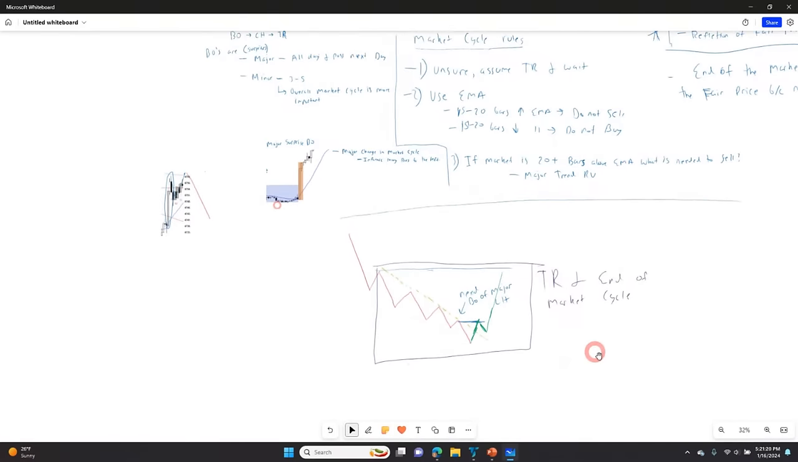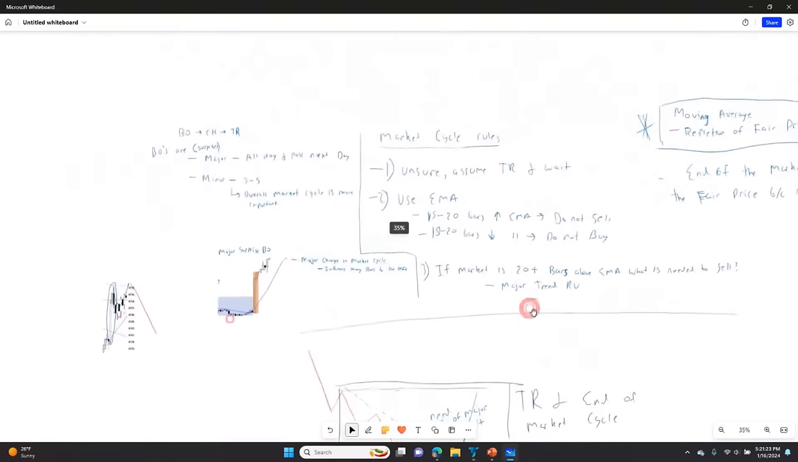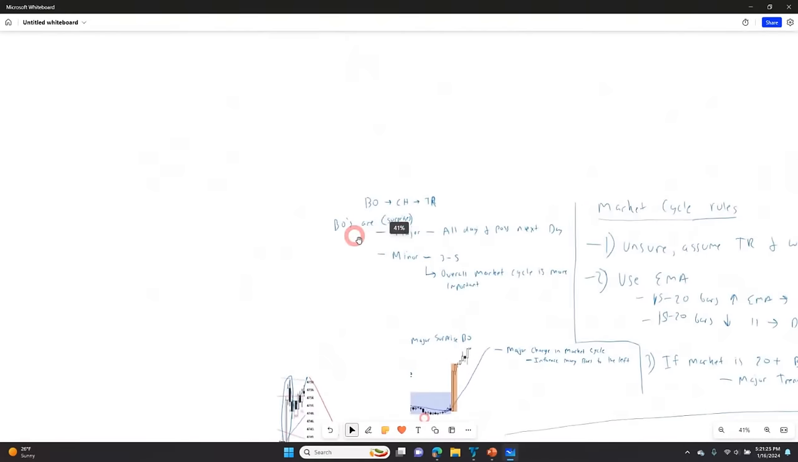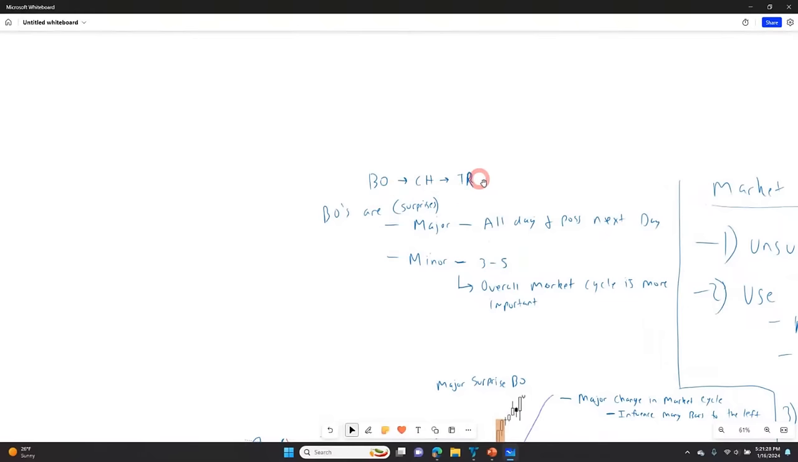I like to think of this entire topic, the market cycle, as going back to right here. Breakout, channel, trading range. It's kind of like a never-ending algorithm that starts here, goes to channel, goes to trading range, and then it just loops back to a breakout. And because of that, this quote-unquote algorithm of the market can never be broken because it's a never-ending loop. Sometimes it's stronger and it takes a lot longer to get back to a trading range, but eventually it'll get back to a trading range.